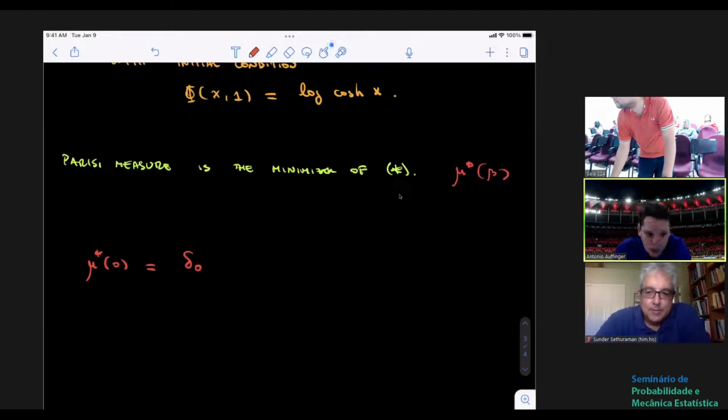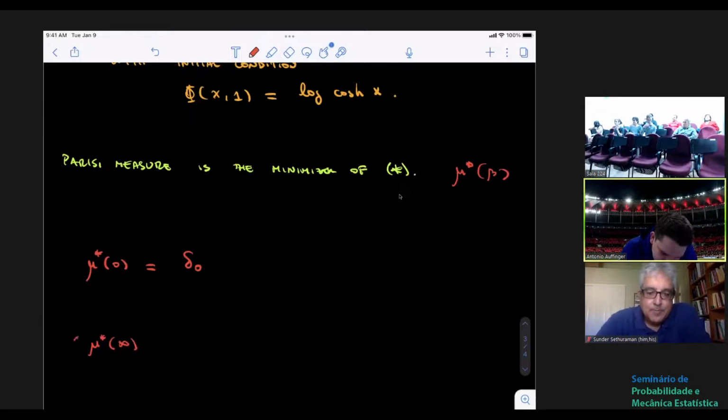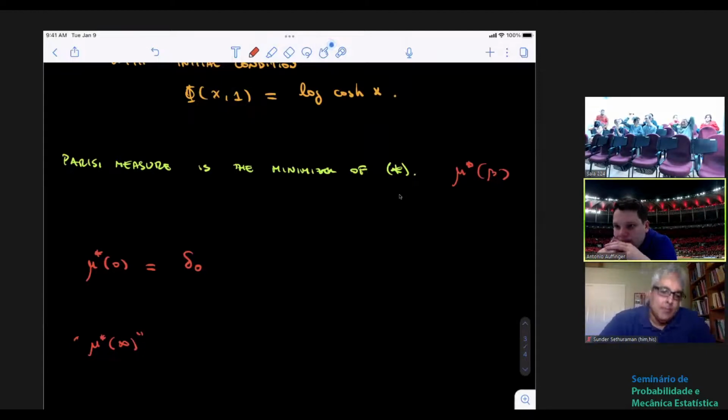What happens if I do mu star at infinity? Whatever that is, this will concentrate on the argmax. If there is only one maximum, which is easy to show, then this will be just a delta mass at 1. Is that okay? So now, what happens in between is what I'll write next.